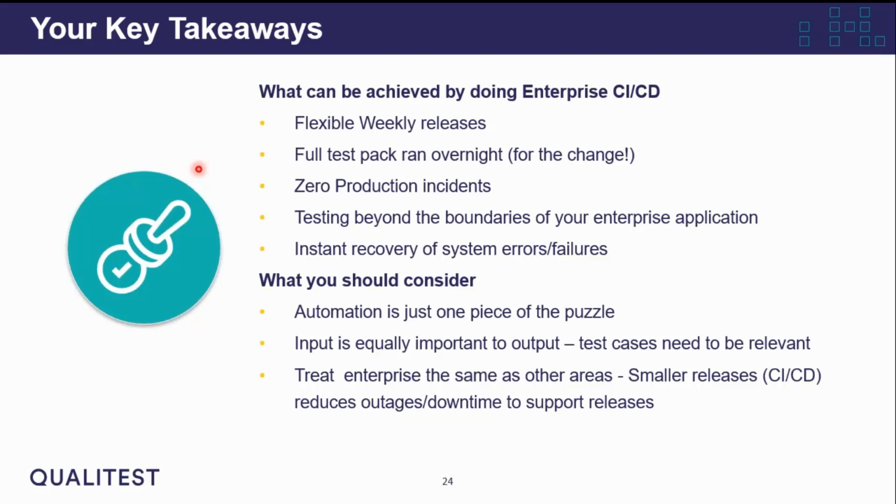This results in zero production incidents, which we want to spread across the enterprise landscapes and not just the enterprise application that you may have. And a result of this is we can achieve instant recovery of system failures. We can make the change rapidly, and as we saw, it can be an overnight process of the changes committed. We stack those changes up. We then send all the information to the automation tool overnight, and in the morning we come back and see the results and can make decisions.